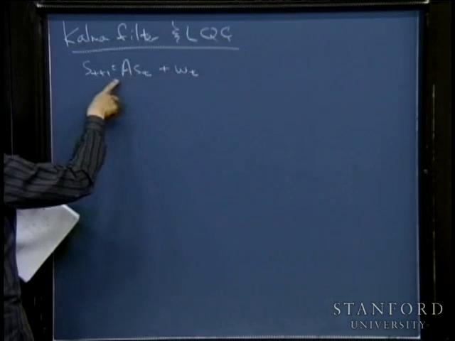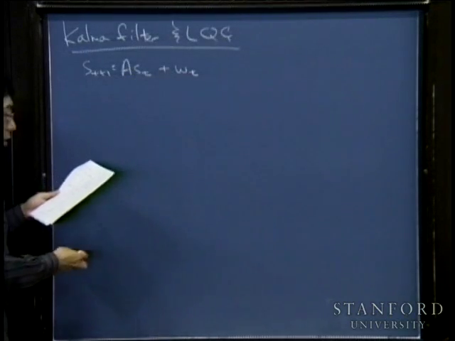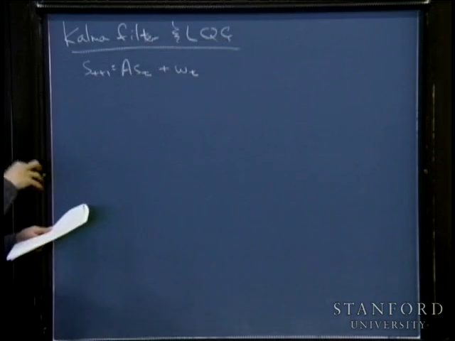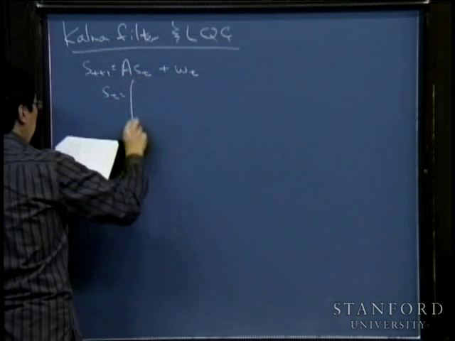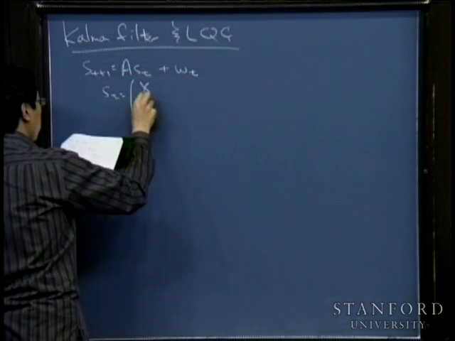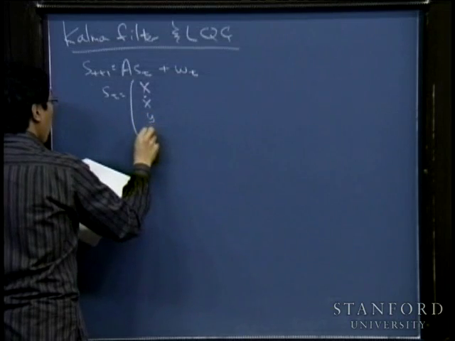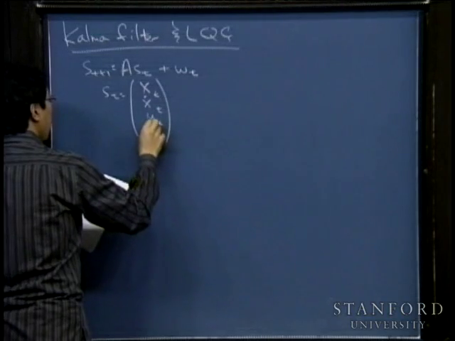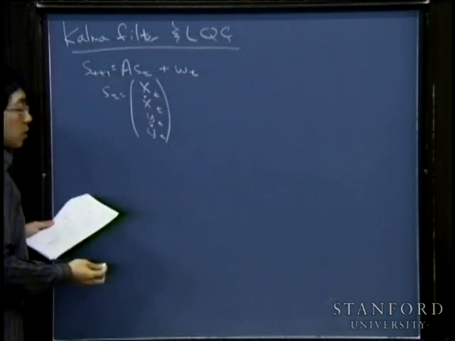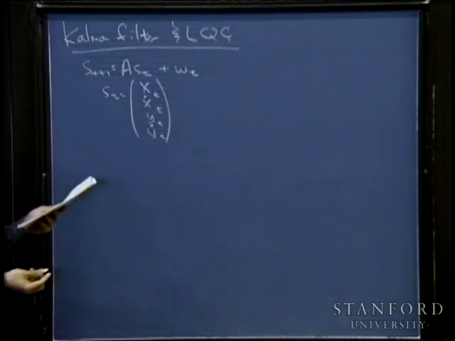So next say S_{t+1} equals A S_t plus W_t. And we'll forget about controls for now, and we'll fill the controls back in. Just for this example, I'm going to use an extremely simplified state, where my state is just a position and velocity in x and y directions.